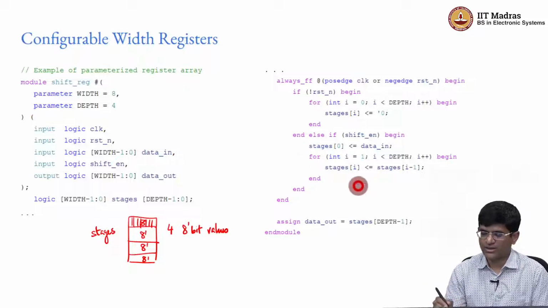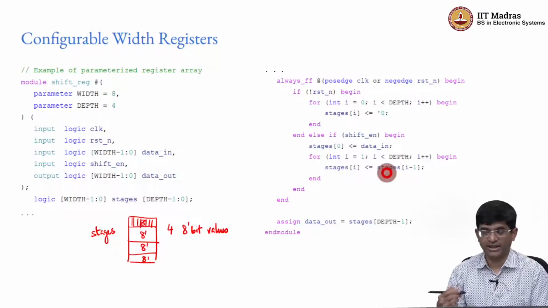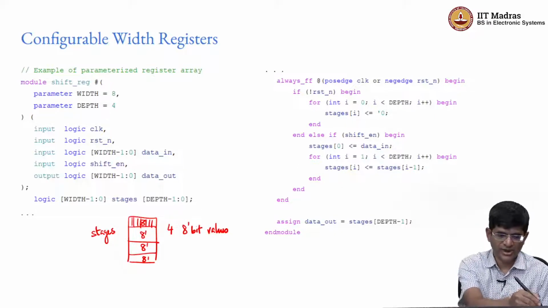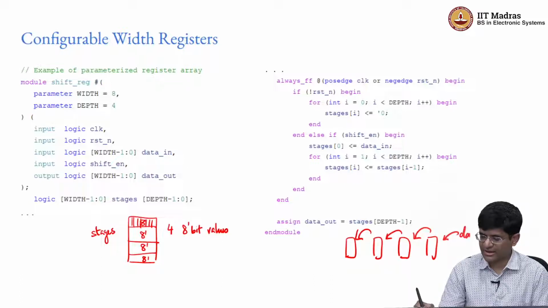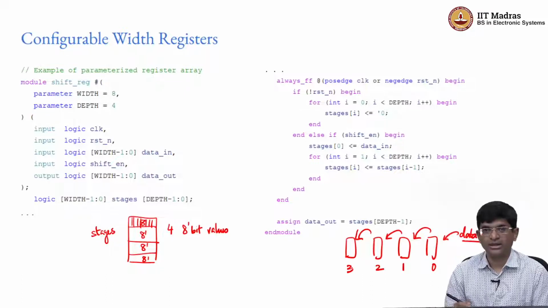I then have this for loop that basically says stages of I equals stages of I minus 1. For all these remaining 1 to depth minus 1, a total of depth minus 1 different executions of this for loop will get activated concurrently and essentially cause all these values to shift. I have a register, I have another register, I have another register, and each of these values basically shifts. What goes in here? This is data in. This is 0, this is 1, 2 and 3. This is essentially the notion of a shift register.